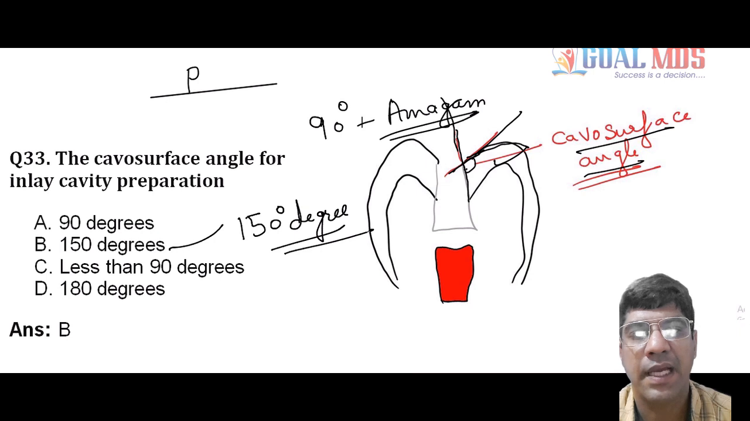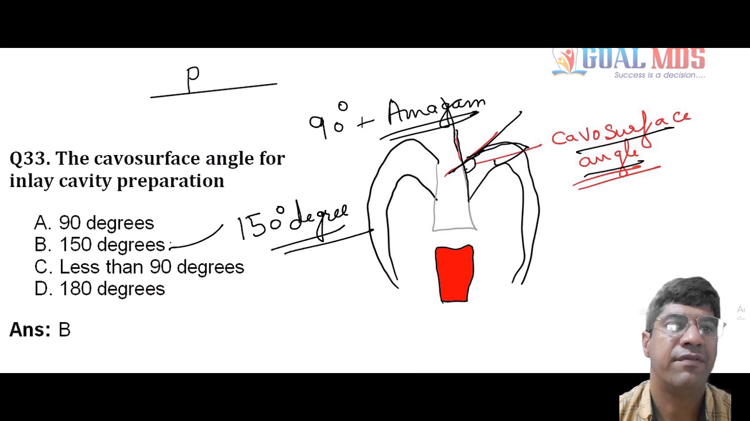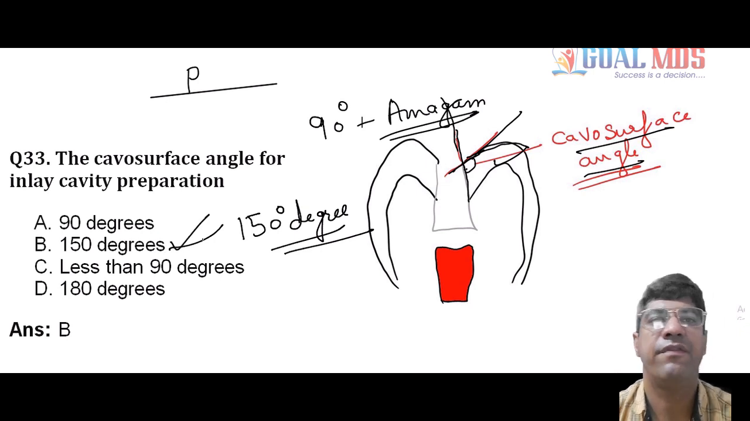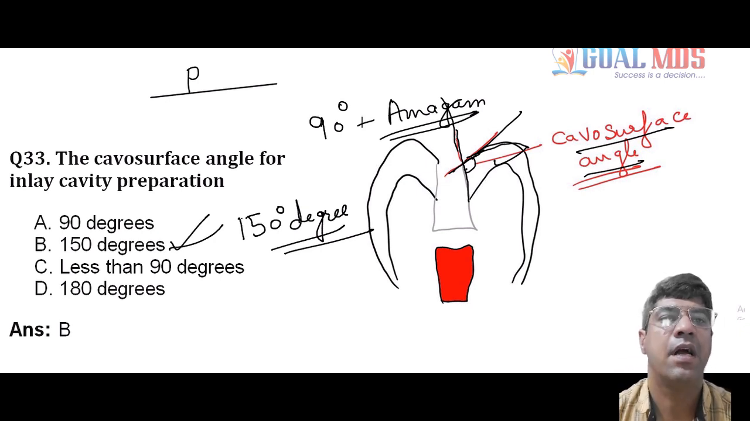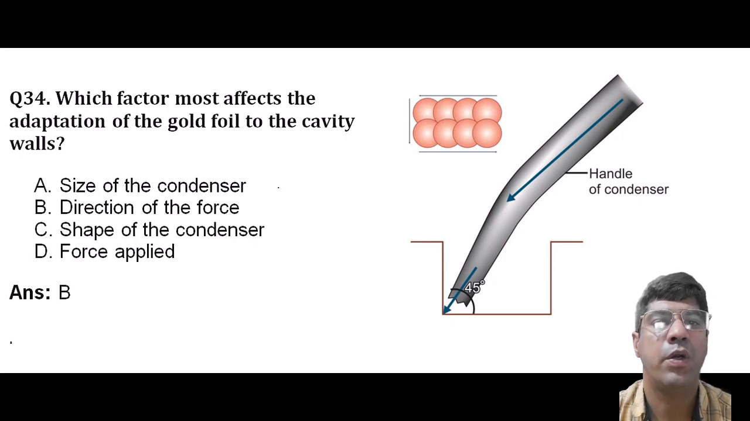To ensure that the inlay remains securely in place, the cavity must be prepared in a way that provides both retention and resistance form. So a cabo surface angle of 150 degrees helps in achieving this balance. So that is why your answer is 150 degrees. The cabo surface angle for the inlay cavity preparation is how much? It's 150 degrees.